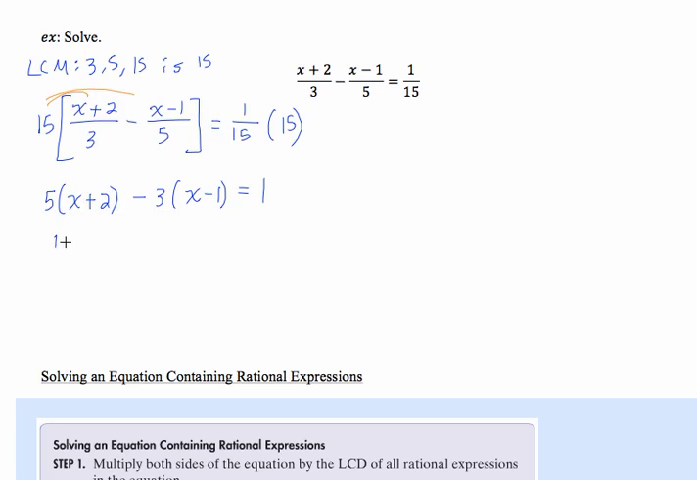So we have 5x plus 10, distribute that negative 3, so minus 3x plus 3 equals 1. So 5x minus 3x is 2x. 10x plus 3 is 13. So we have 2x equals 1 minus 13 is negative 12. So x is negative 6.